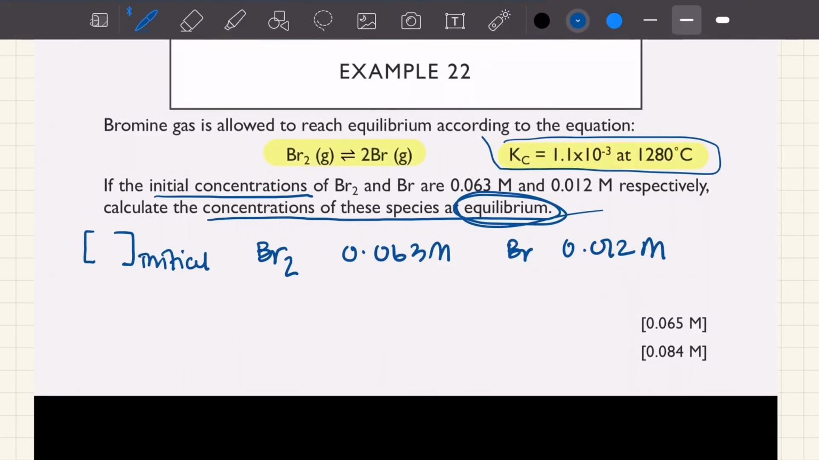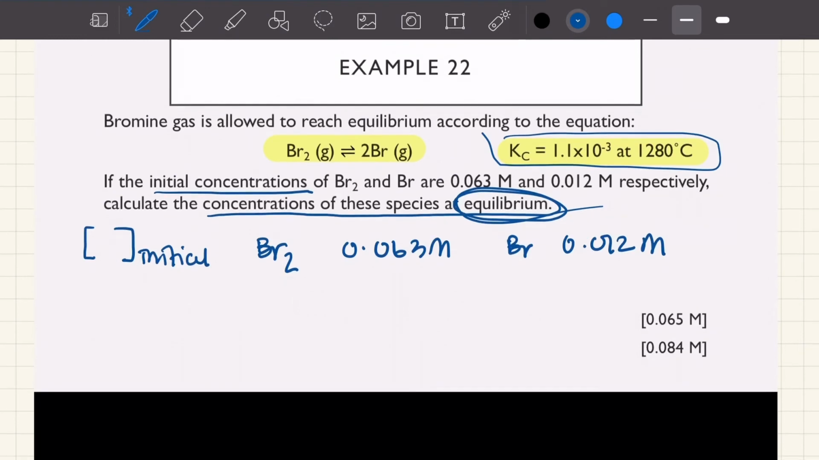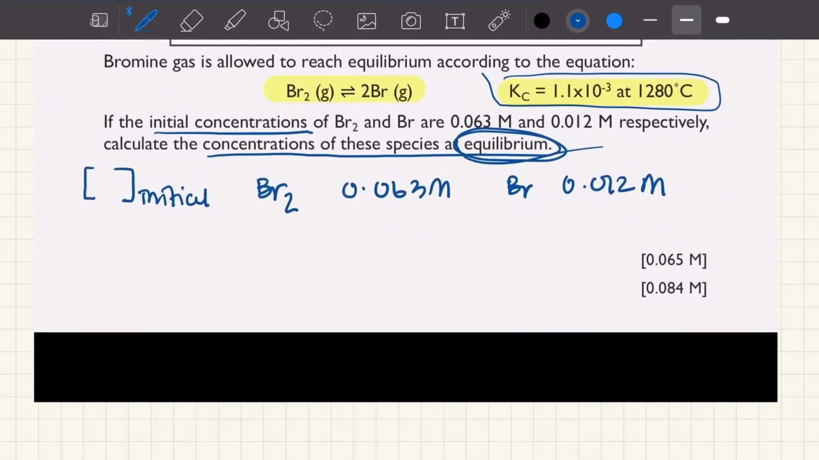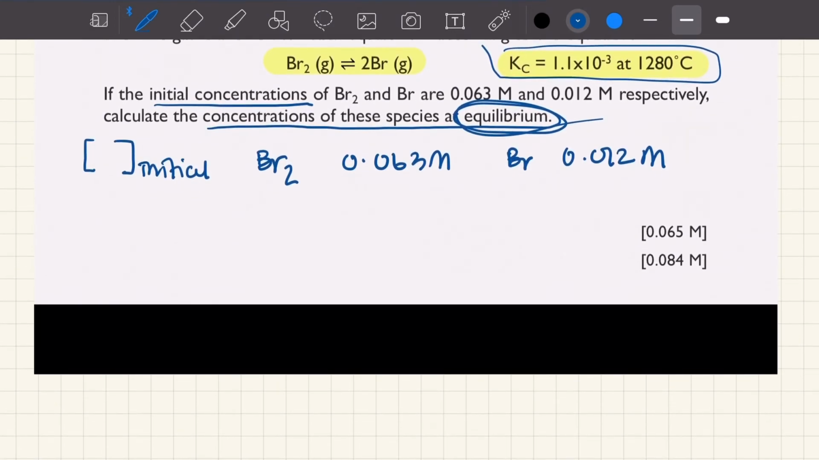Okay, so what are we going to do first? Since we need to find the concentration of the species at equilibrium, then we're going to use an ICE table. Alright? Okay, first things first, you're going to write down your chemical equation.